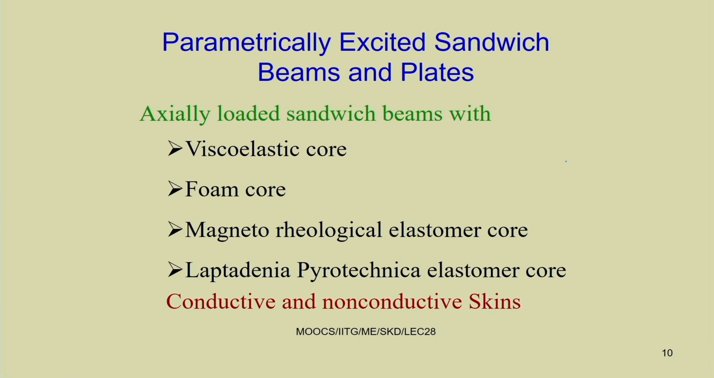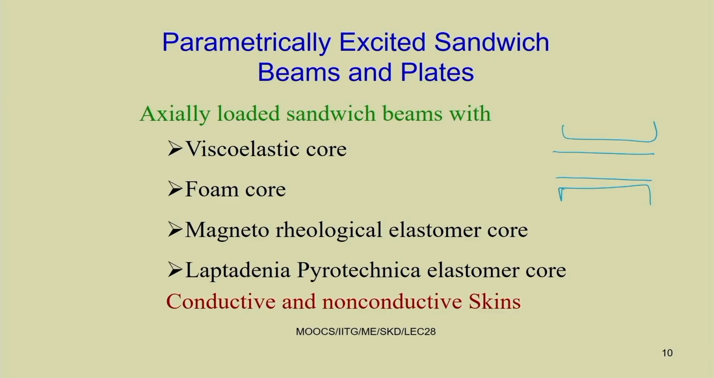So, for example, when we take a non-conductive skin and apply this magnetic field, the skin layer will not experience any force or movement. But when we take a conductive skin and apply the magnetic field to actuate the sandwich core material, the skin will also be subjected to this axial loading due to the Lorentz force and movement. Taking that force and movement in the skin layer into account, the equation of motion will be different for the conductive skin and the non-conductive skin.